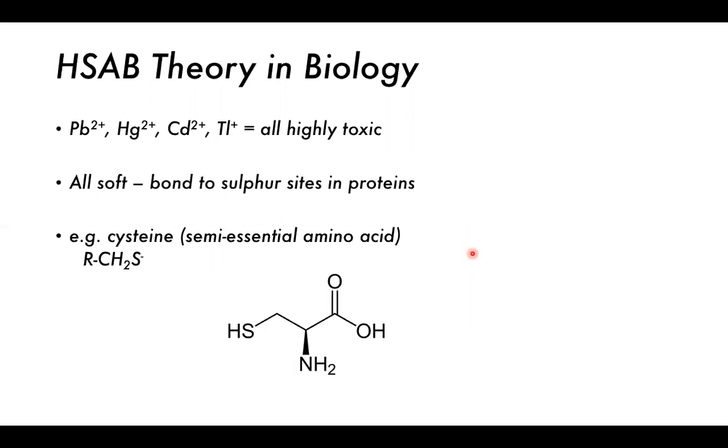Hard, soft, acid-base theory in biology. So ions such as lead 2+, mercury 2+, cadmium 2+, and thallium 1+ are all highly toxic. These are all soft metals. The reason why they're toxic is they bind to sulfur sites in proteins and stop them functioning properly. So cysteine here is a semi-essential amino acid. And so this has different sulfur sites, which could have binding occur between them and one of these metals.